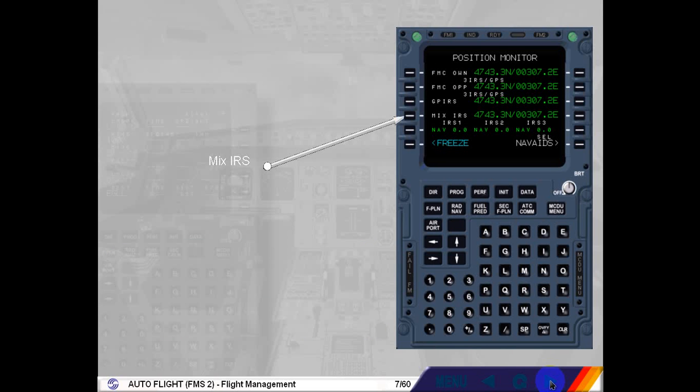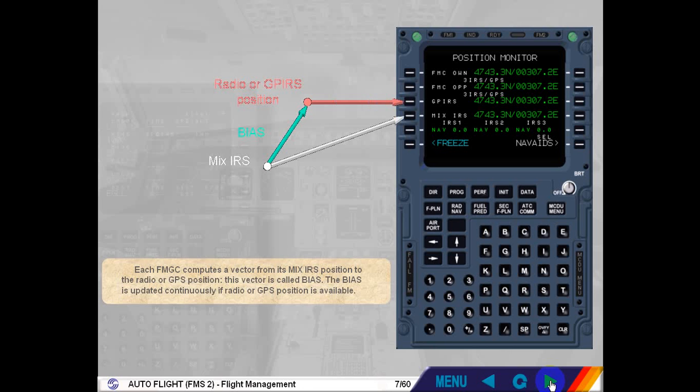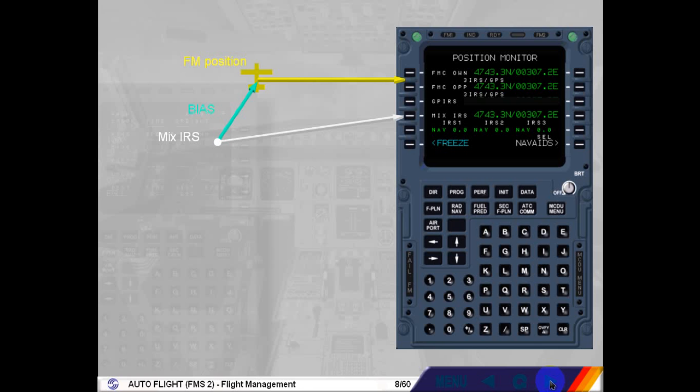Each FMGC computes a vector from its mix IRS position to the radio or GPS position. This vector is called bias. The bias is updated continuously if radio or GPS position is available. If the radio or GPS position is lost, the bias is memorized and added to the mix IRS position to compute the FM position. Note, at takeoff, the FM position is updated to the runway threshold position memorized in the database.